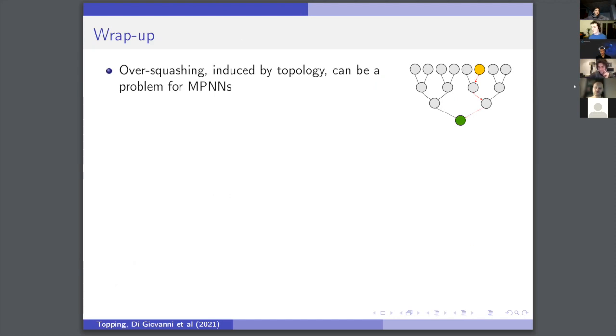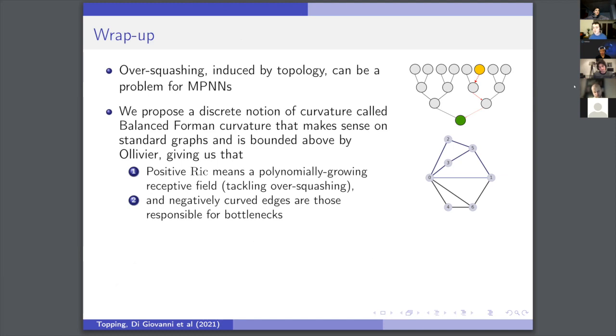Oversquashing induced by topology can be a problem for message passing neural networks. We propose a discrete notion of curvature called balanced Forman, which makes sense on standard graphs. It's bounded above by Ollivier, and that lets us borrow some of the theoretical results, such that a positive Ricci curvature means a polynomially growing receptive field rather than the exponentially growing one that we saw was a problem in oversquashing, and also that negatively curved edges are those responsible for bottlenecks, which gives us a clear target to try and tackle this problem.